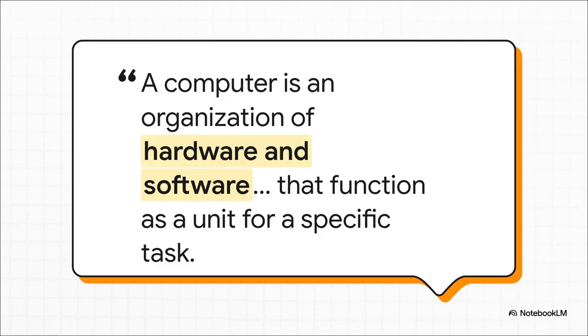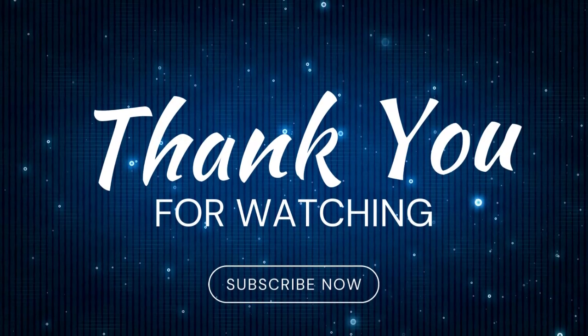So let's trace that loop one more time. You give it input using the hardware, the body. The software, the soul, tells the processor, the brain, what to do with that input. The brain processes it, and finally, the brain sends the output back through the hardware for you to see or hear. Body, brain, soul.